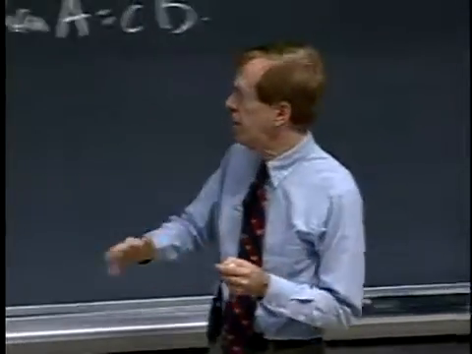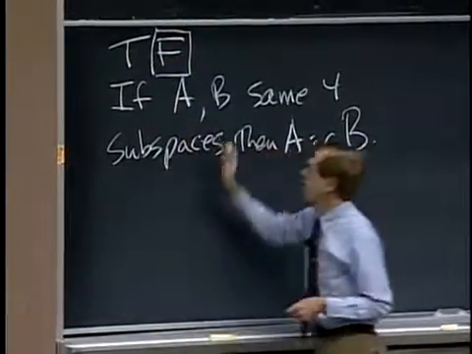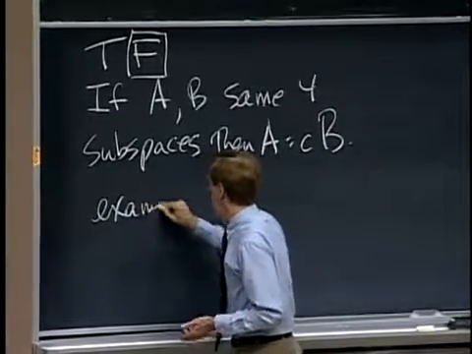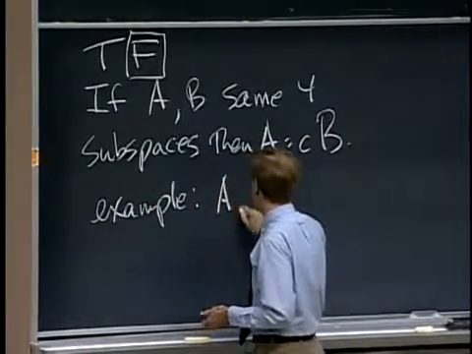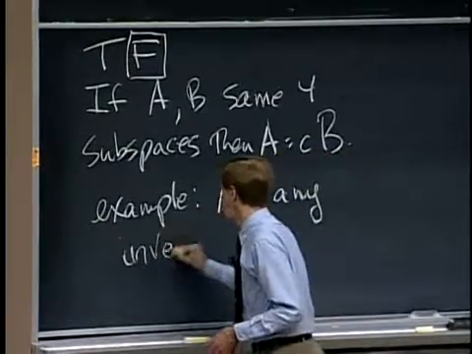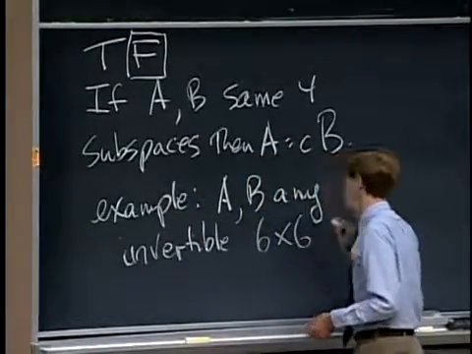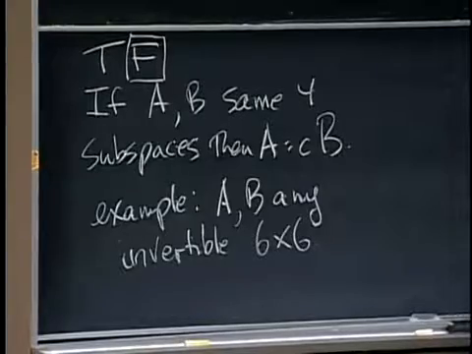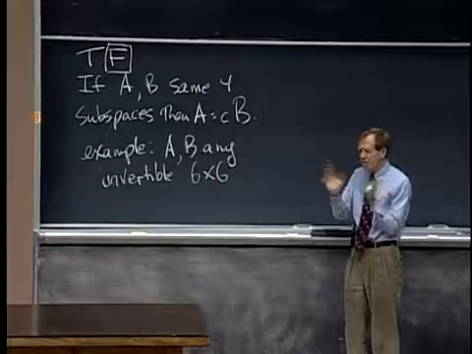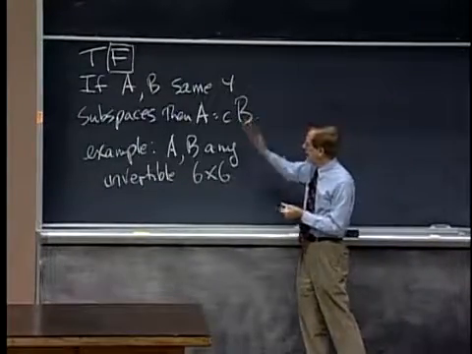So A and B could be, for example, so I'm going to say false. Because A and B, for example, any invertible 6 by 6 matrices would have the same 4 subspaces, but they wouldn't be the same. Of course, there should be something about those matrices that would be the same. So it's sort of a natural problem.